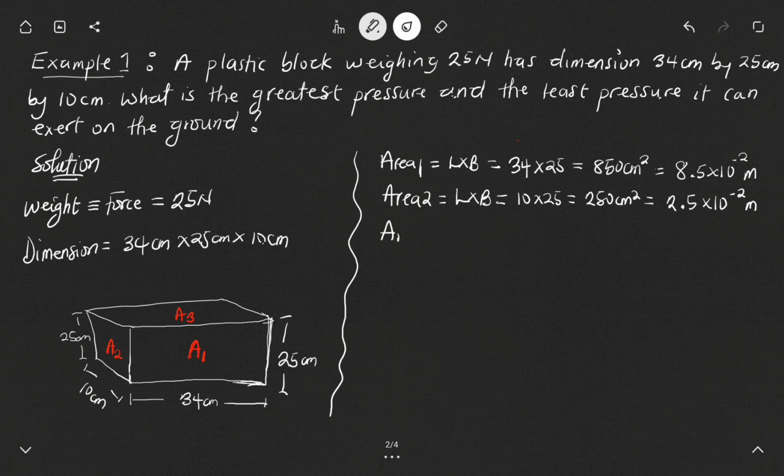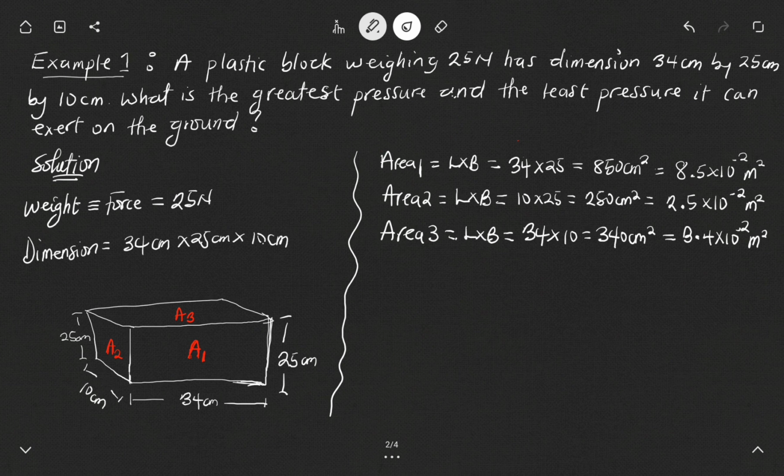Alright, let's calculate area 3. So for the third area, which is at the top over there, you see that the length over here is 34, and then the breadth over here is 10. So we have length times breadth, that is equal to 34 multiplied by 10, that is equal to 340 centimeters squared. Then if we convert that to meters, we'll have 3.4 times 10 raised to the power minus 2 meters squared.